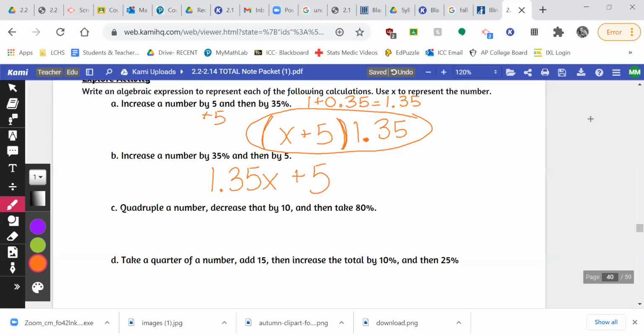Okay, with this next one for C, C and D are a little bit beyond what we'll worry about, so we'll skip those two.